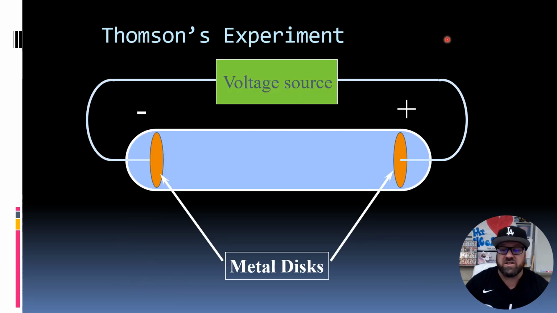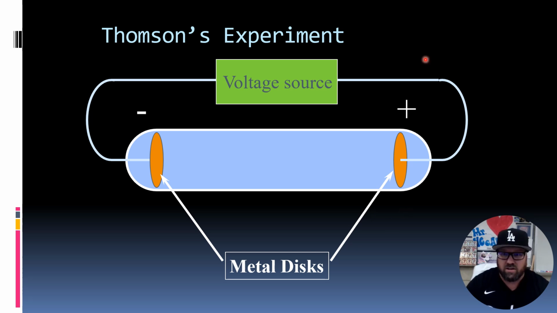Here's a simple setup for Thomson's cathode ray tube experiment. This cylinder was the glass tube, and it contained an amount of a specific gas like hydrogen, nitrogen, or oxygen. It had a voltage source, so it was connected to a battery with a wire going to a negative end and another wire connected to a positive end. And you had metal discs there, so anodes and cathodes.